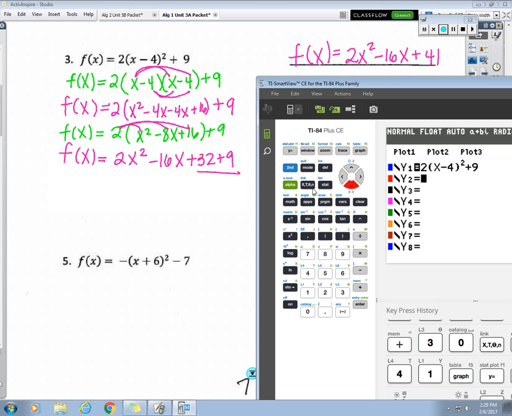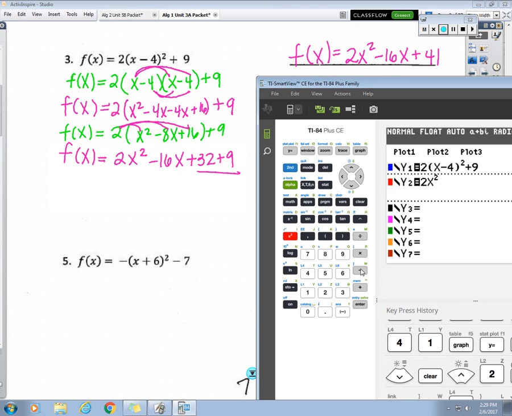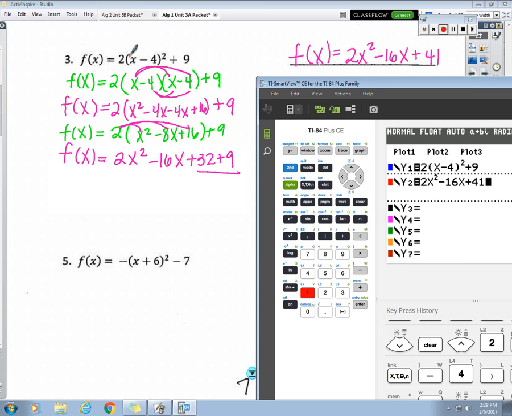No, you have to use no. All you have to do is graph them both and make sure they make the same parabola. That's it. You just hit y equals, type in both equations. Okay, see how I've typed in both equations?